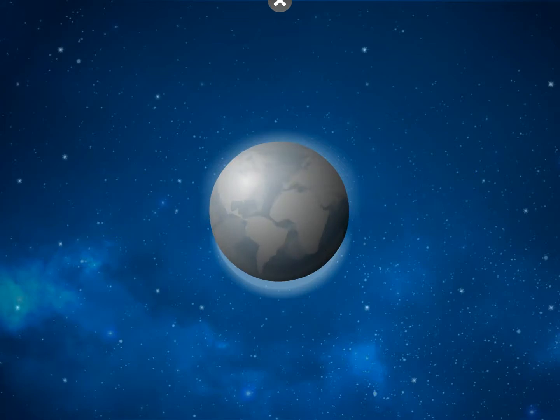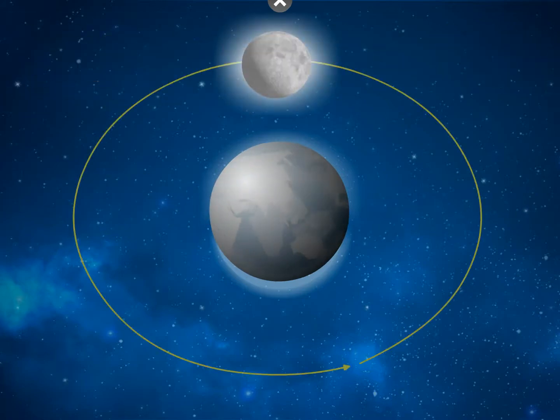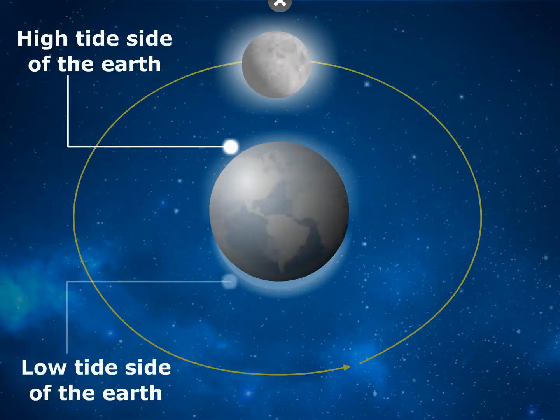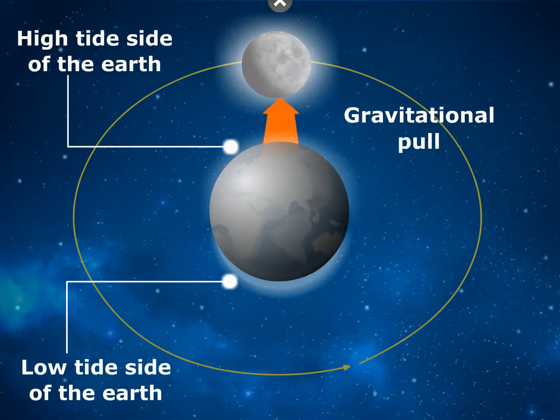The moon and the tides. The moon has a noticeable effect on the Earth even though its gravity is weak. The moon's gravity causes tides to occur on the seas and oceans of the Earth. A tide is the rise and fall in the level of water. Tides are of two types, high tides and low tides.